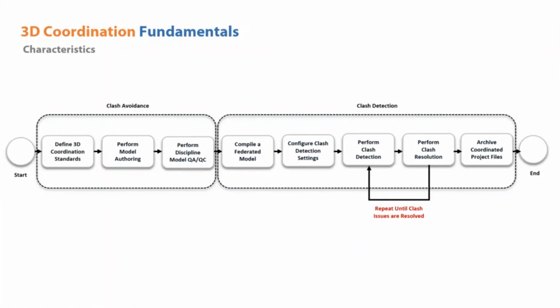Then starts the process of clash detection, which includes configuring clash detection settings by assigning the clash templates required, and then performing the clash detection and the clash resolution. And this cycle continues in a repetitive fashion until the clash issues have been resolved. And once it is done, the project model will be archived as a coordinated project file to end this process.